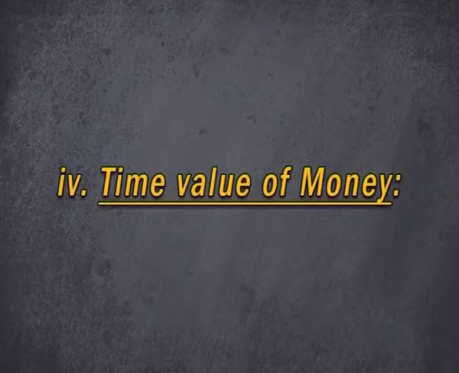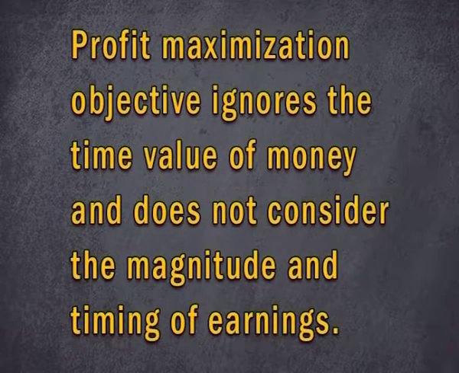Number 4, time value of money. The profit maximization objective ignores the time value of money and does not consider the magnitude and timing of earnings. It treats all earnings as equal, though they occur in different periods. It ignores the fact that cash received today is more important than the same amount of cash received after the lapse of time, let us say 1 year.